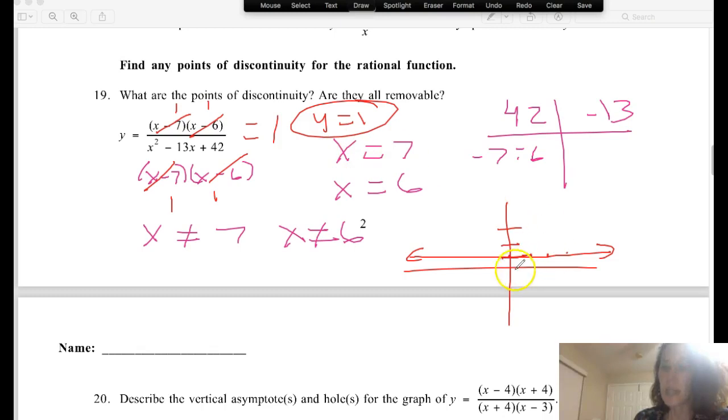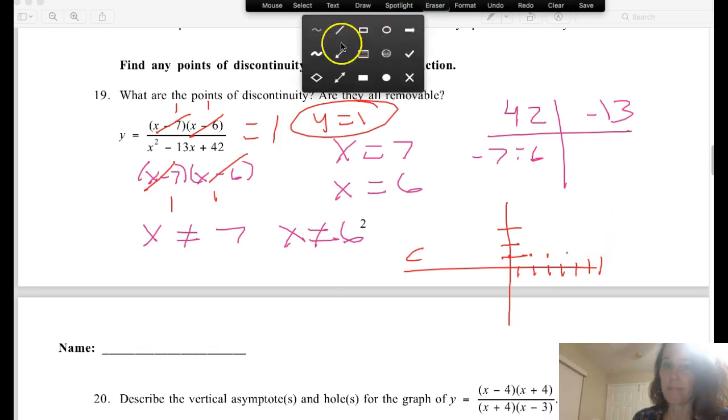However, x cannot be 7. 1, 2, 3, 4, 5, 6, 7. There's a hole there at x equals 7. So there's a problem when x is 7.